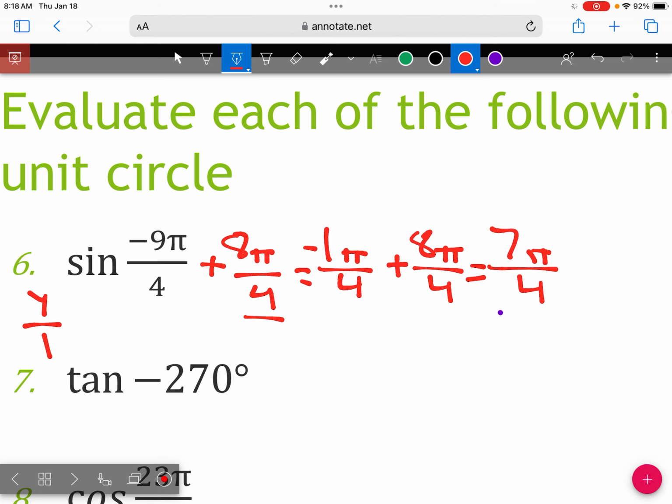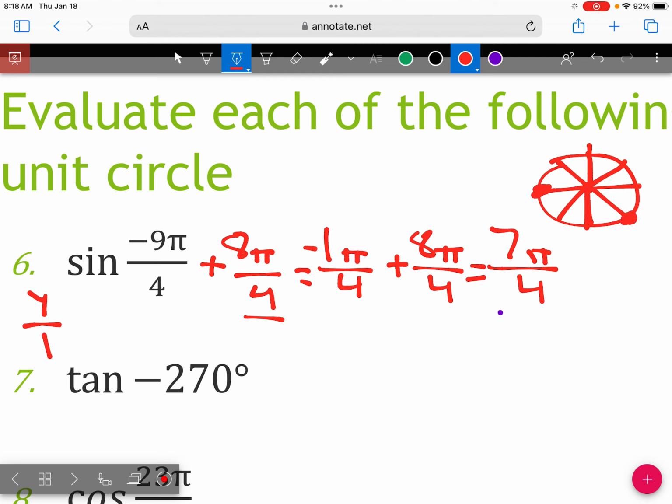Now, if we do a quick sketch of our unit circle, we're trying to find where 7 pi over 4 is on our unit circle. So if we're counting by fourths, we know this is 1 pi. So 1 over 4 pi, pi over 2, 3 pi over 4, pi, 5 pi over 4, 6 pi over 4, or 3 pi over 2, and then 7 pi over 4. So it's going to be that point right there.